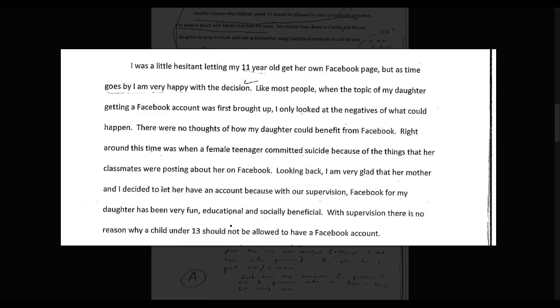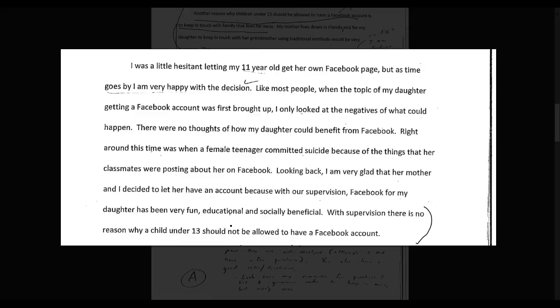Right around this time was when a female teenager committed suicide because of the things that her classmates were posting about her on Facebook. Looking back, I'm very glad that her mother and I decided to let her get a Facebook account, because with our supervision, Facebook for my daughter has been very fun, educational, and socially beneficial. With supervision, there is no reason why a child under 13 should not be allowed to have a Facebook account."